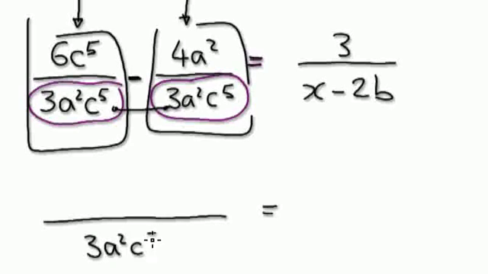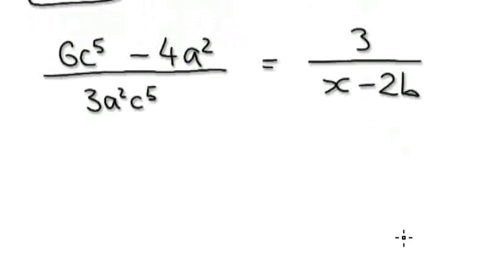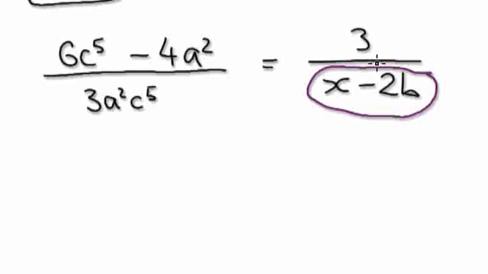3a squared c to the power 5. On the top it would be 6c to the power 5 minus 4a squared. On this side, it will be 3 over x minus 2b. Okay. So here, remember, this is really in effect a bubble, because at the moment you've got this bubble divided by the bottom bubble.